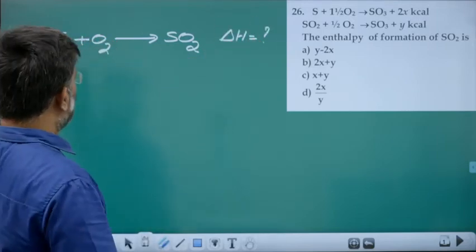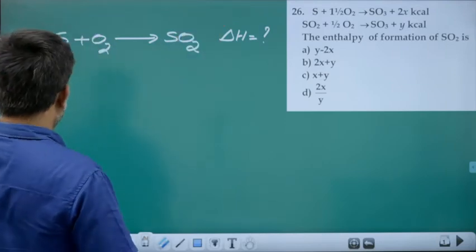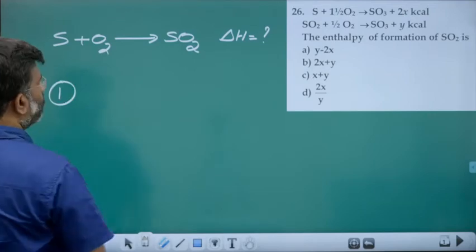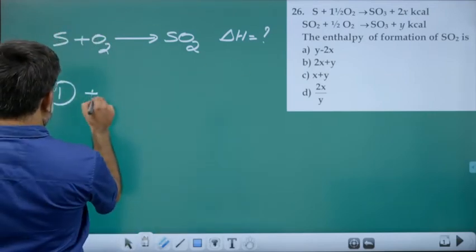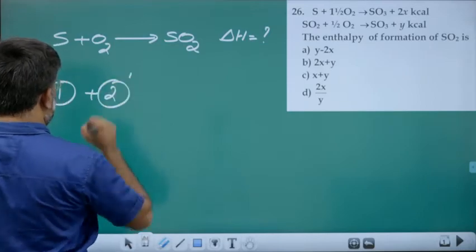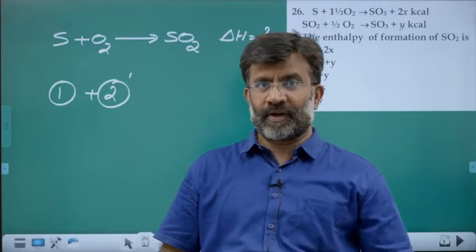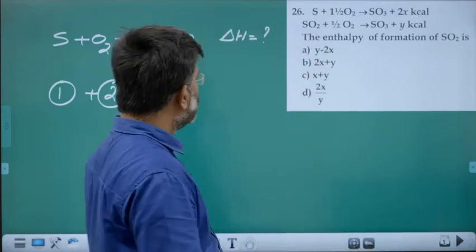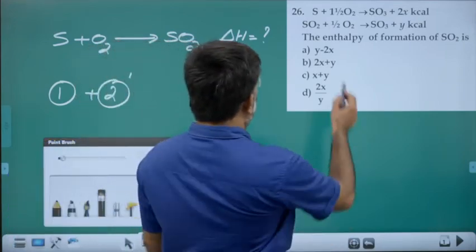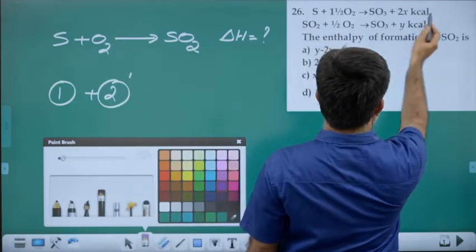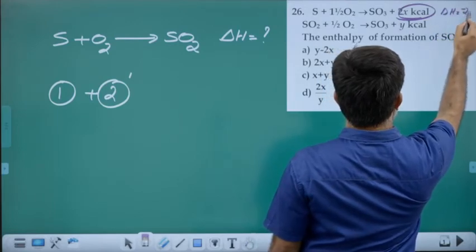So you want sulfur on the left hand side. So you take the first equation as such. You want SO2 on the right hand side, so you take the second equation reversed. Reverse the second equation and take. 2 dash means reverse of the second equation. So for the first equation, S plus half O2 giving SO3 plus 2x, therefore delta H is minus 2x.